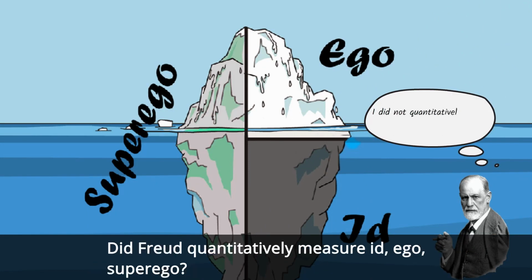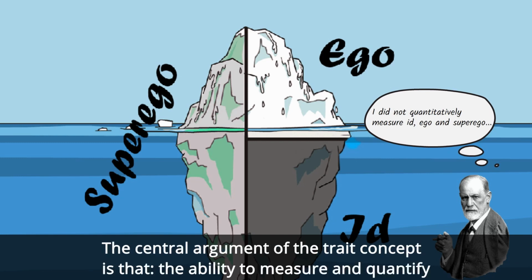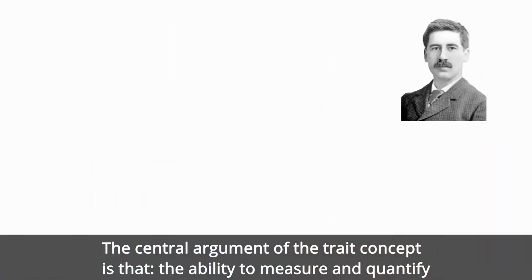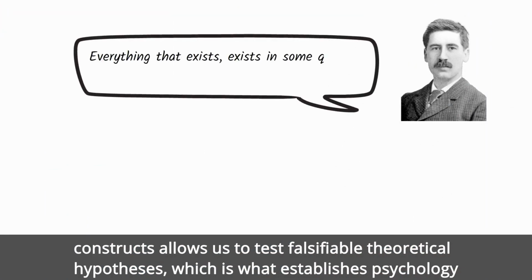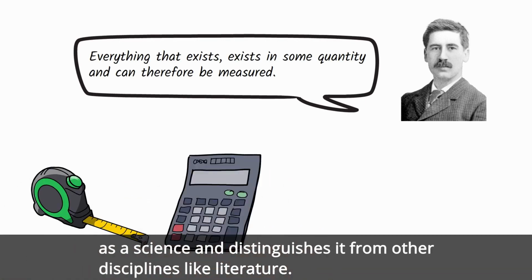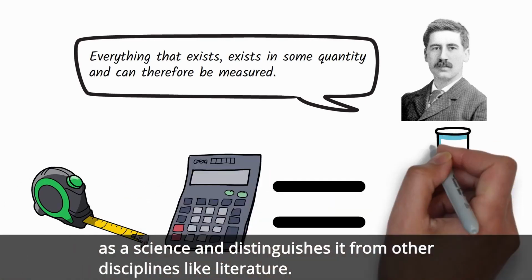Did Freud quantitatively measure ego, superego? The central argument of the trait concept is that the ability to measure and quantify constructs allows us to test falsifiable theoretical hypotheses, which is what establishes psychology as a science and distinguishes it from other disciplines like literature.